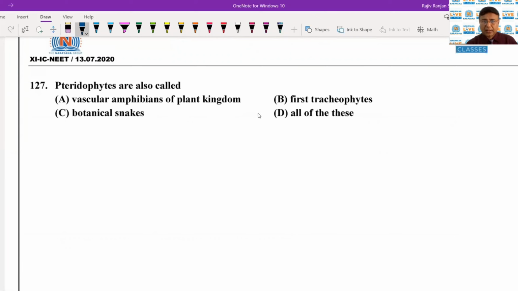So the correct answer is all of these. Vascular amphibians, they are called so because they still require water for reproduction. In the plant kingdom, these are the first plants who had established themselves upon the land but still require water for reproduction. Secondly, they have got the vascular elements like xylem and phloem. So this is why they are called the vascular amphibians.